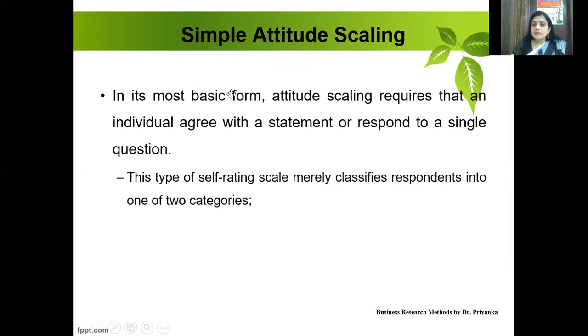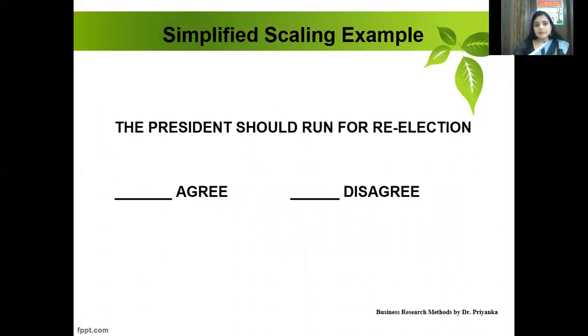Yes, here we start with the actual scaling process with all the scales. Number 1, simple attitude scaling. How would you measure the scale in the simplest possible way? In its most basic form, attitude scaling requires that an individual agree with a statement or respond to a single question. This type of self-rating scale merely classifies respondents into 1 or 2 categories. For example, the president should run for re-election. Agree or disagree? This is the basic scaling example.